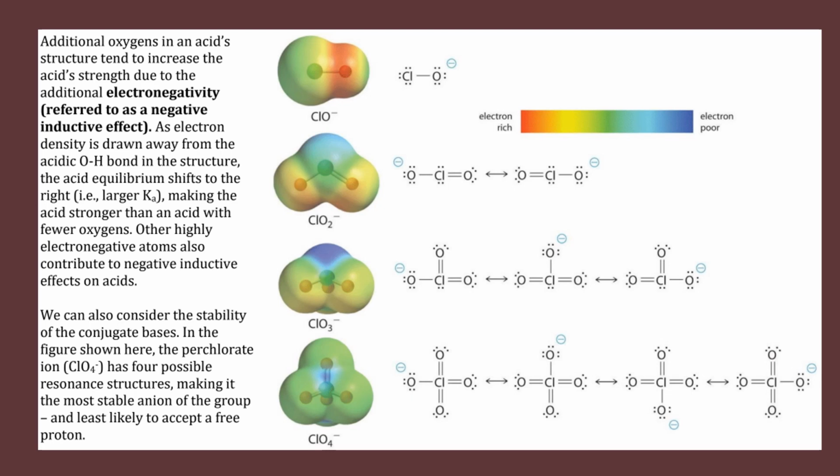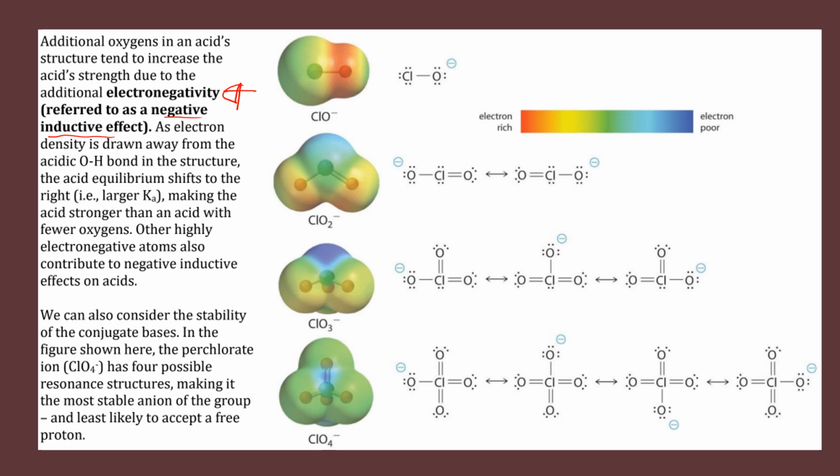Adding more oxygens tends to increase the acid strength because of electronegativity. It's often referred to as a negative inductive effect. By drawing away the electron density from the structure, you're displacing the charge over a greater area. Therefore, it's a stronger acid with a more stable anion, and it wants to stay like that.